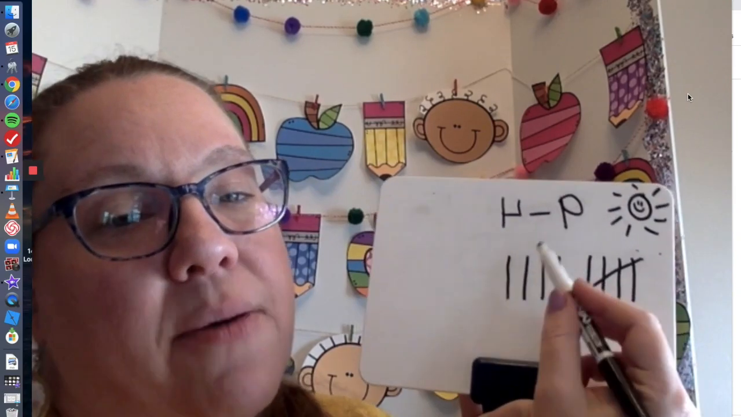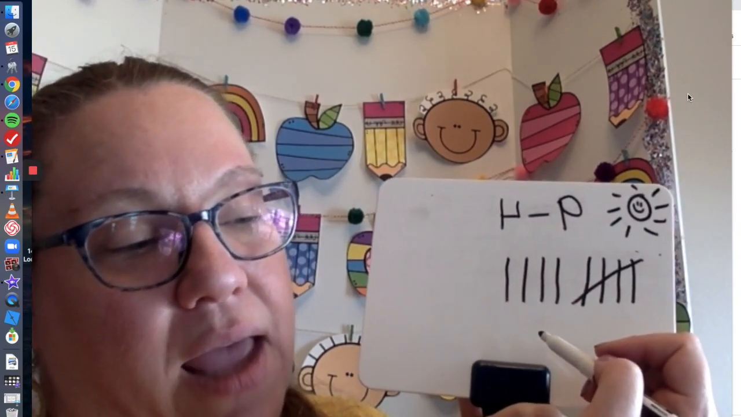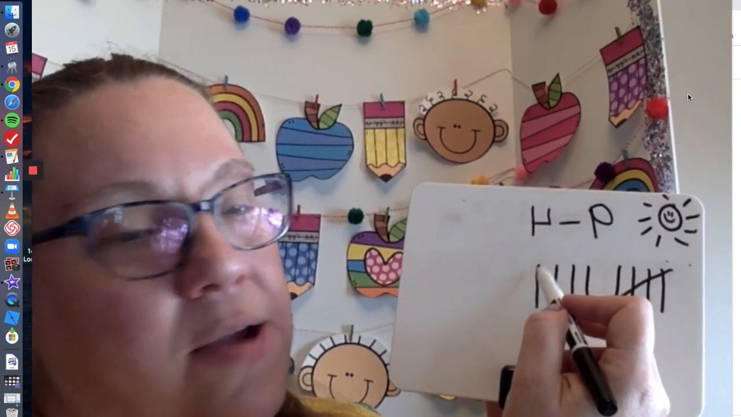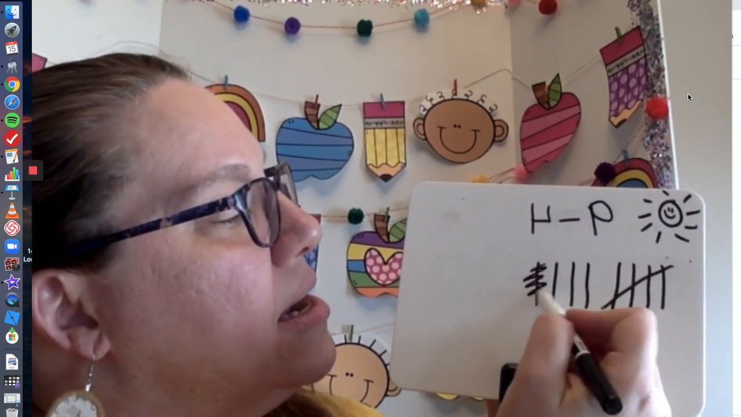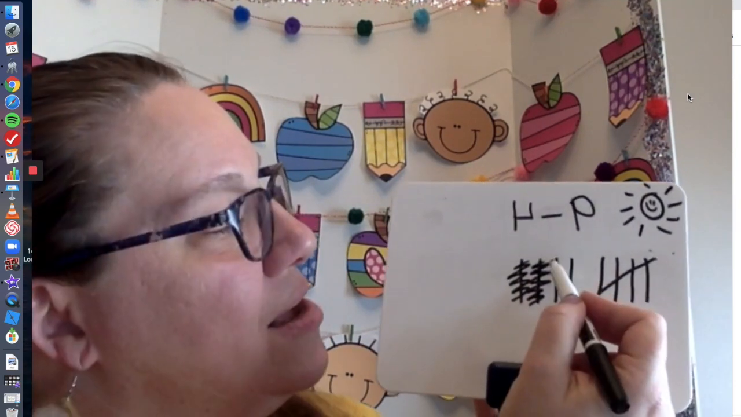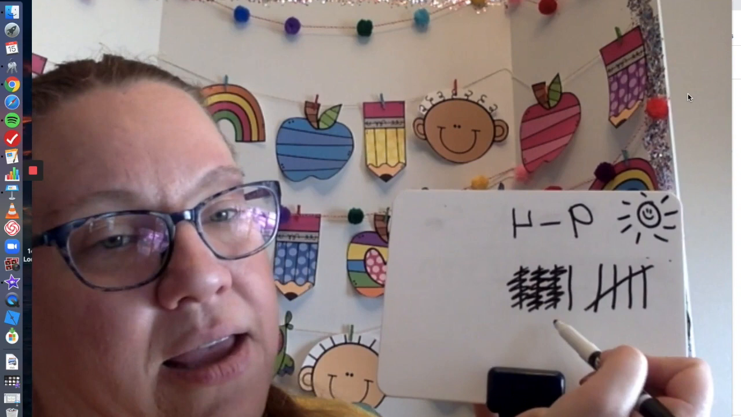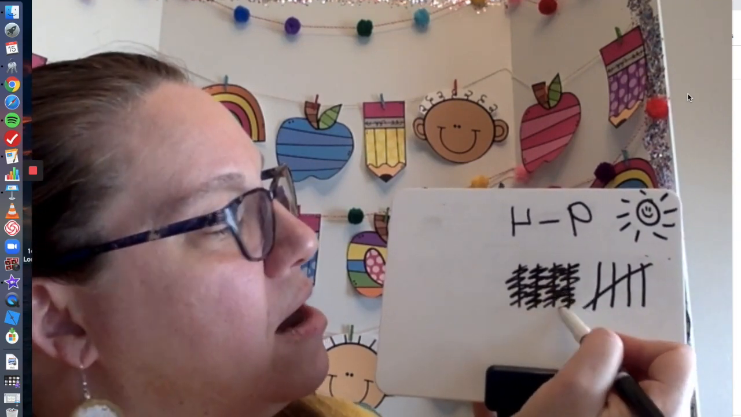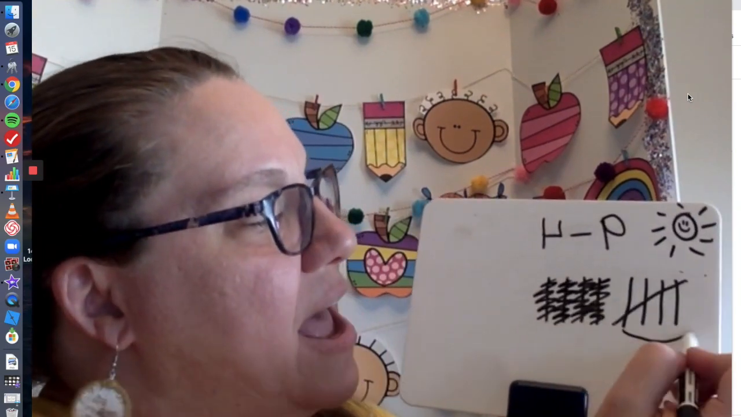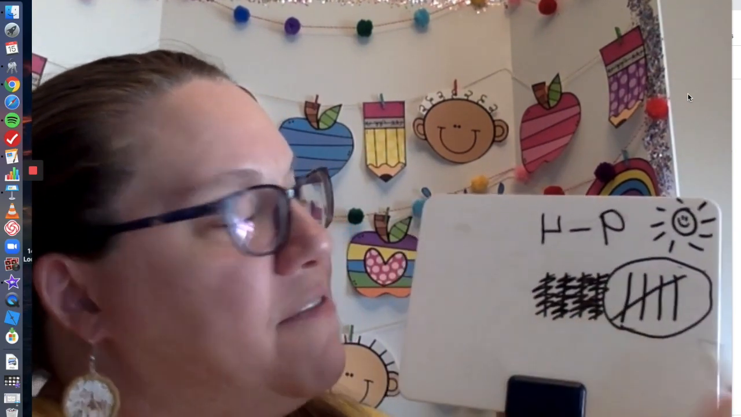Good job. Now we have to have 4 hop away. So watch Miss Morris. I'm going to make them hop away. Are you ready? 1, 2, 3, 4. 4 hopped away. That means I have 5 left.